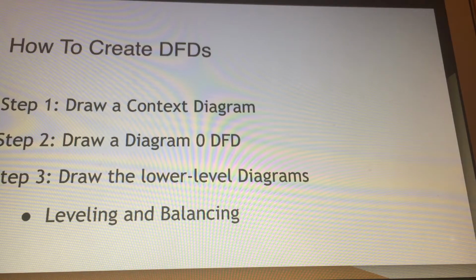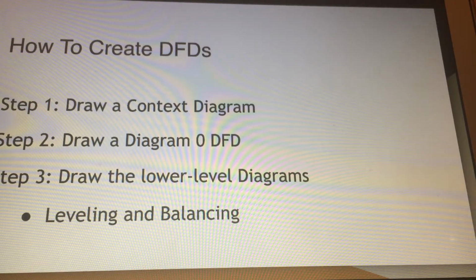To create DFDs, you'll have 3 steps. The first step is drawing a context diagram. This is kind of the overview of the DFD. You'll do this by placing a single process symbol in the center of the page. The symbol represents the entire information system, and you'll put a 0 on the top of it. Then you place the system entities around the perimeter of the page and use data flows to connect the entities to the central process.